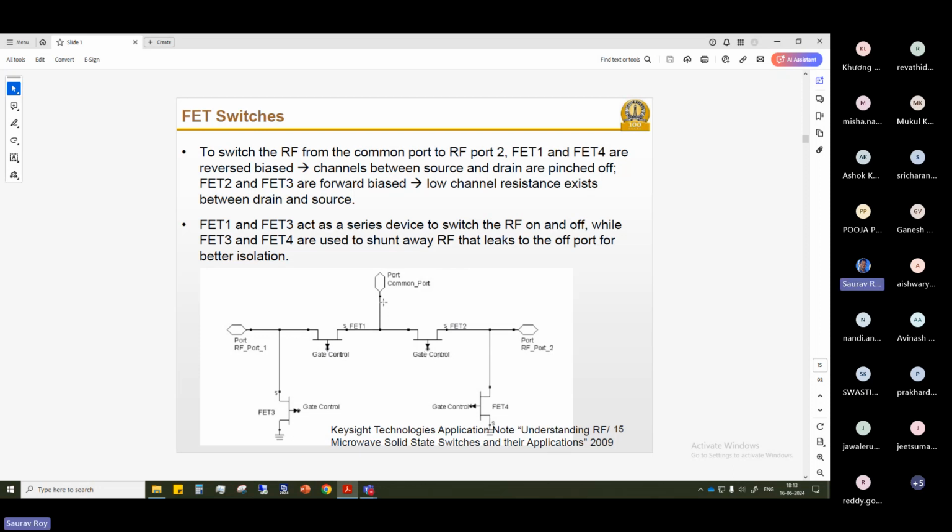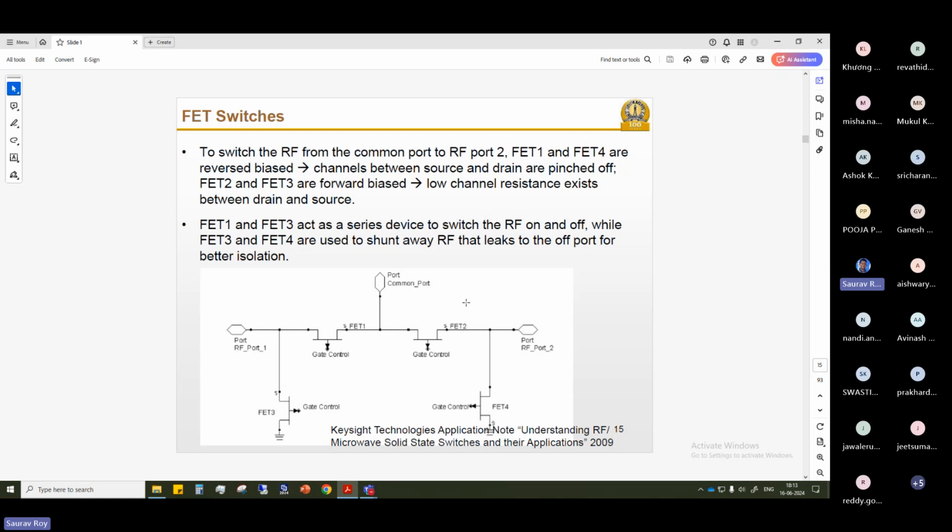So how do we now control this using the FETs? You see all the FETs are termed FET1, FET2 here, and then FET4 and FET3. Either you can do forward biasing or reverse biasing. Which combination you take will ensure which way the signal will flow.